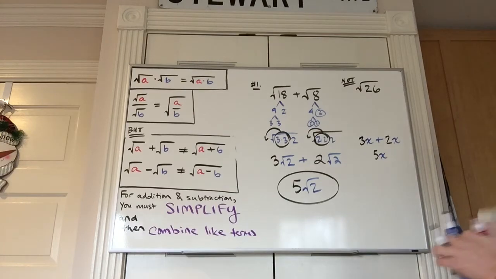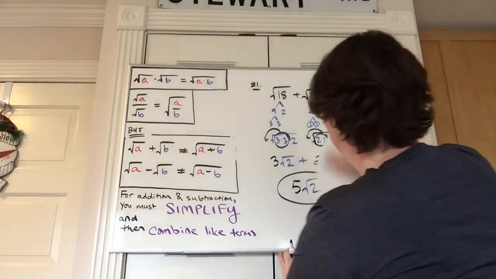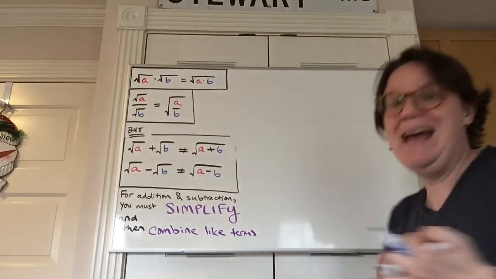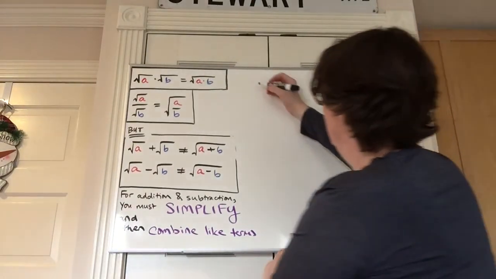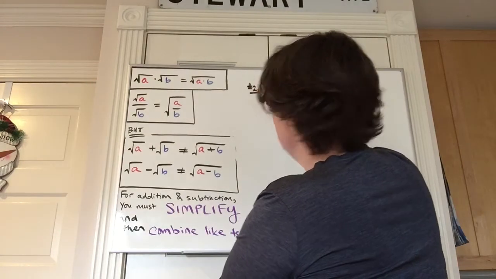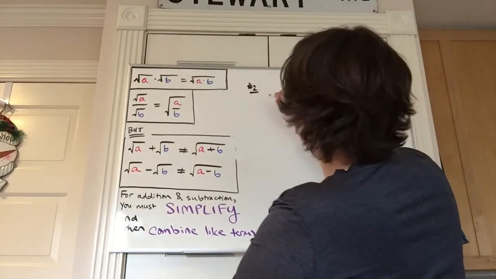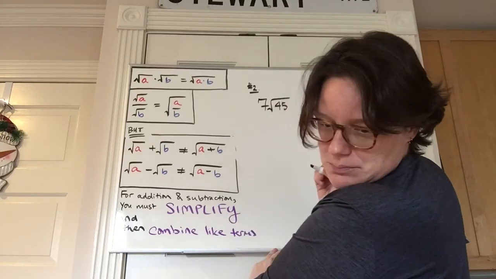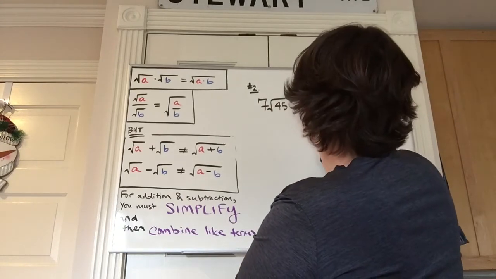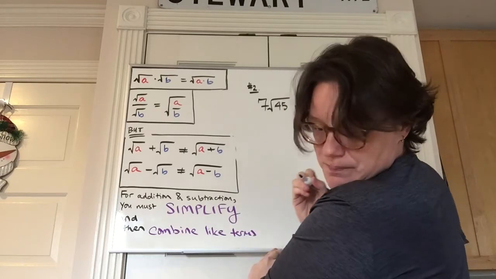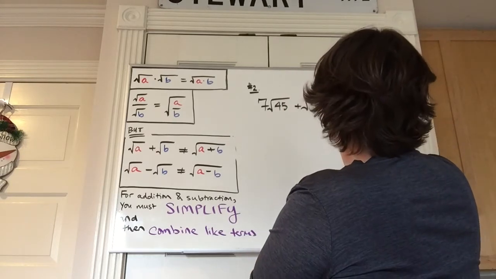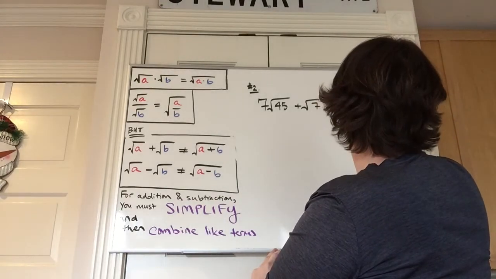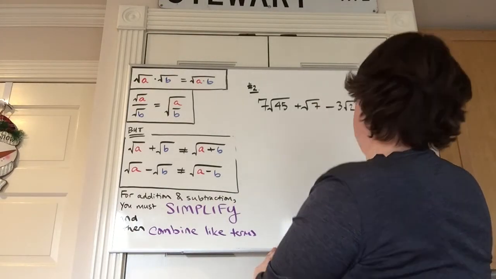This one's going to have more roots in it. And if you're feeling confident, you might want to try to pause the video after I put the problem up and try to simplify all the roots yourself. So the problem we are going to do is 7 times the square root of 45 plus the square root of 7 minus 3 times the square root of 20 plus 5 times the square root of 28.